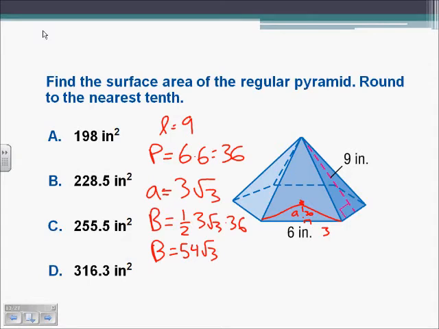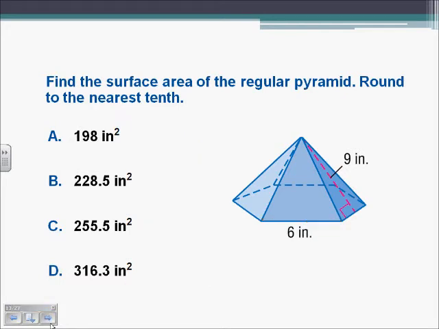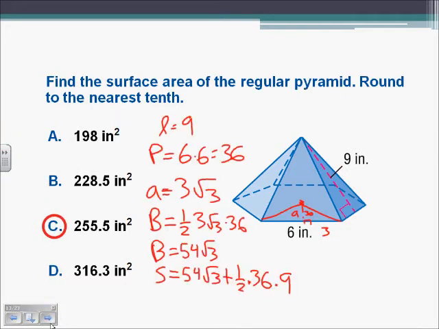So then we use the surface area formula. We know the surface area is going to equal the area of our base, which is 54 square roots of 3, plus 1/2 times our perimeter, which is 36, times our slant height, which is 9. Multiplying all of those out and adding together, we're going to end up getting 255.5 inches squared for a surface area.